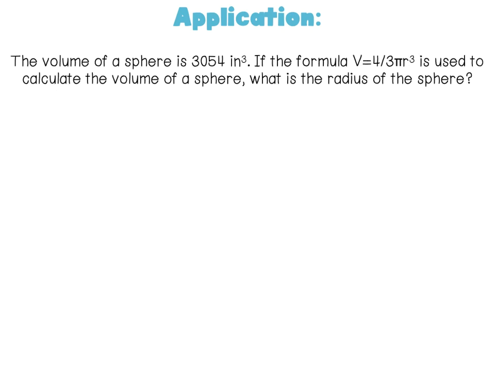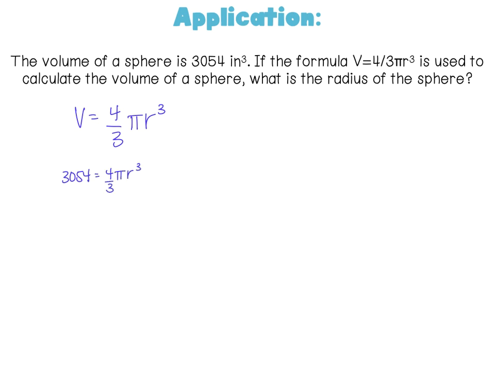Let's look at an application problem. The volume of a sphere is 3,054 inches cubed. If the formula volume equals 4/3 pi radius cubed is used to calculate the volume of a sphere, what is the radius of the sphere? Okay, so first I'm going to take a look and go, I know that that is the volume of a sphere's equation. They told me the volume was 3054. So I'm going to go ahead and plug in 3054.